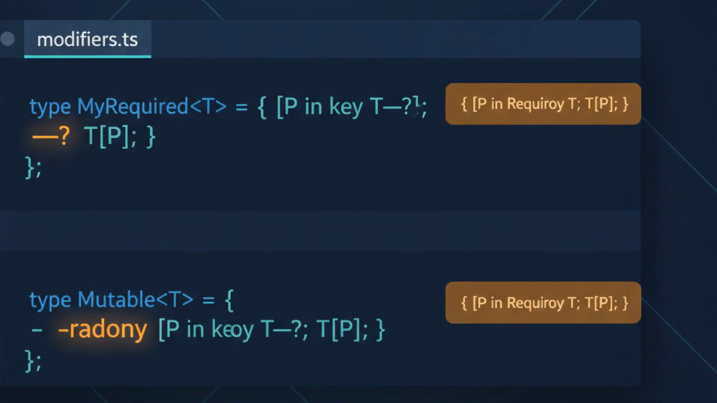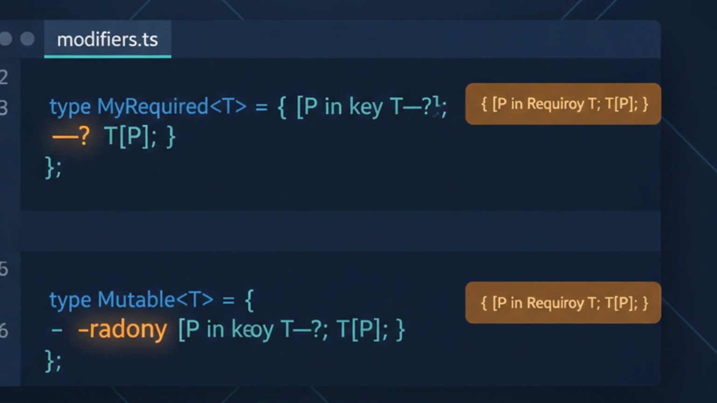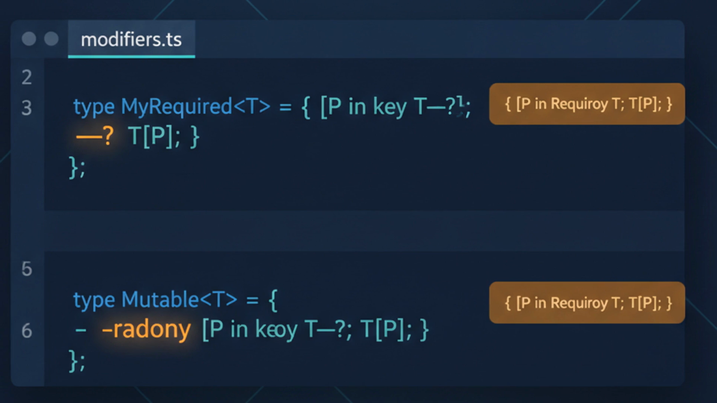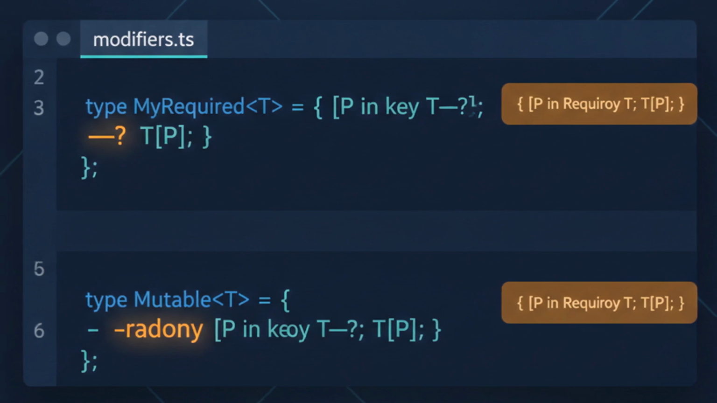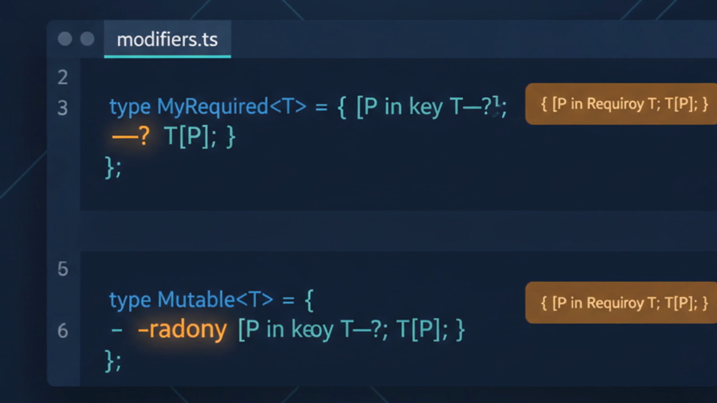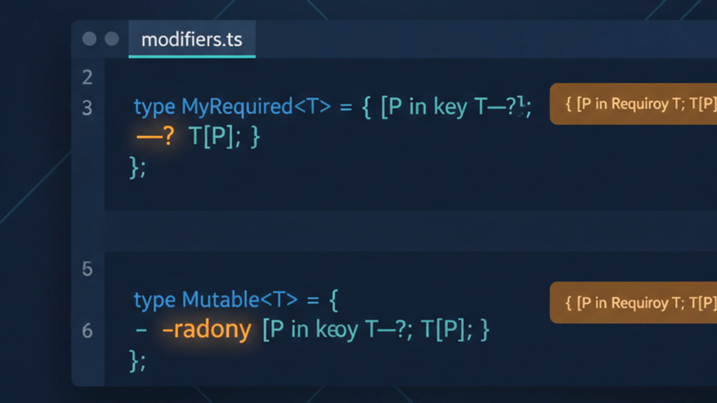Here's something most developers never discover. You can also remove modifiers using a minus sign. Write minus question mark to make every optional field required, or minus readonly to make immutable fields mutable again. This is precisely how the built-in Required utility is implemented. The plus sign is implied by default, but you can write it explicitly for clarity. This add and remove control is unique to mapped types.